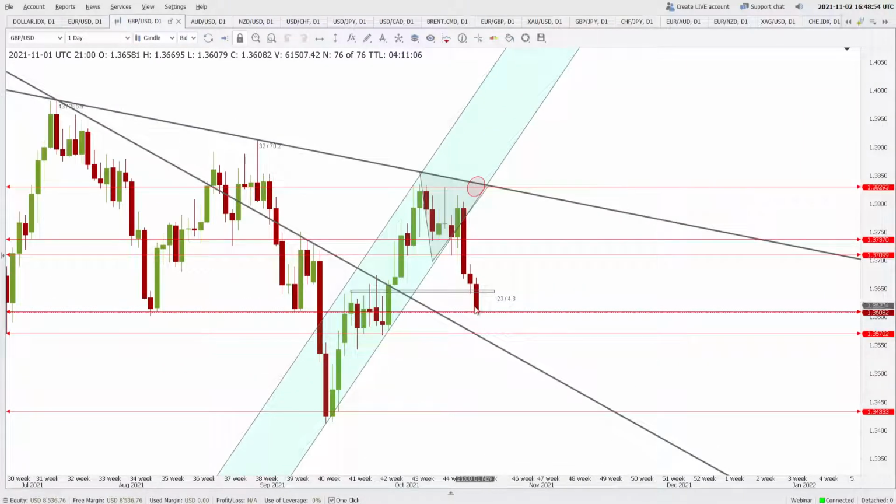But on the way down, right now the price is at the support of 1.3609, and after that there is a support of 1.3570. On the higher side we have a resistance at around 1.3709 for this market.